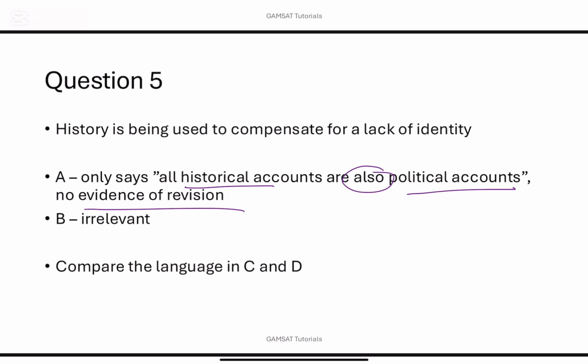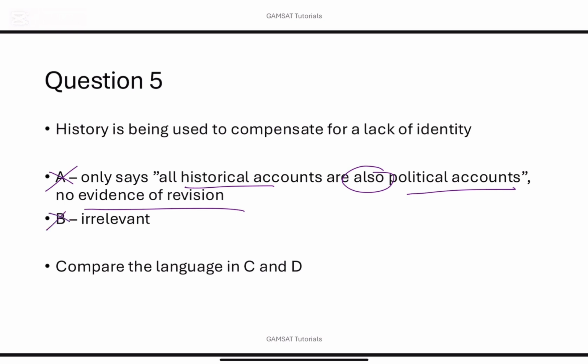Okay, now you could argue that that is what's happening in the broader context of this passage, with the Premier saying that the drafts of the books have to be rewritten. But this particular comment is not talking about that. This particular comment is just saying all historical accounts are also political accounts. So don't go that next step and then make that link when you're not meant to. B is just irrelevant. So now it comes down to C and D.